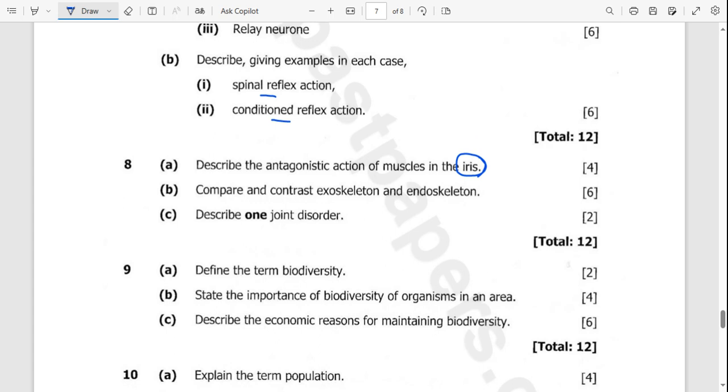Which ones, if they contract, make the pupil become large, and which ones, if they contract, make the pupil become small? What will happen to the other? So when one contracts, one relaxes. That is what we call antagonism. Compare and contrast exoskeleton and endoskeleton. What are some things which are the same between the two types of skeleton, and what are the differences?